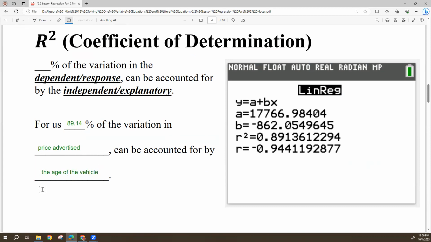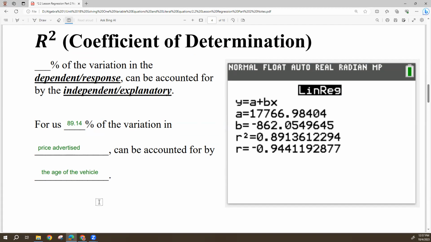And I made this kind of a fill in the blank because we can sort of use this sentence structure any time we're trying to explain the R squared coefficient of determination in context. We always want to explain it in context of the problem. What does 89% mean? It means that 89% of the variation in the prices for our Toyota Corollas can be accounted for by the age of the vehicle. So the age of the vehicle is contributing to 89% of the variation in the prices in the vehicles.